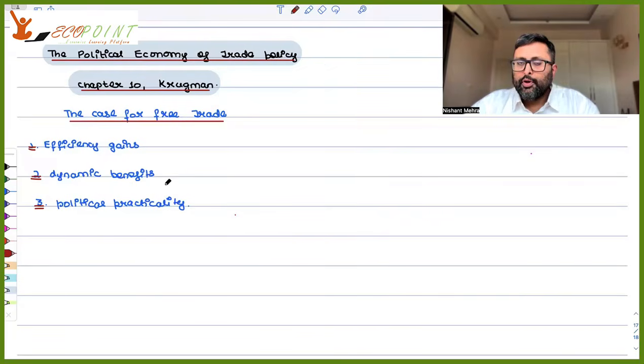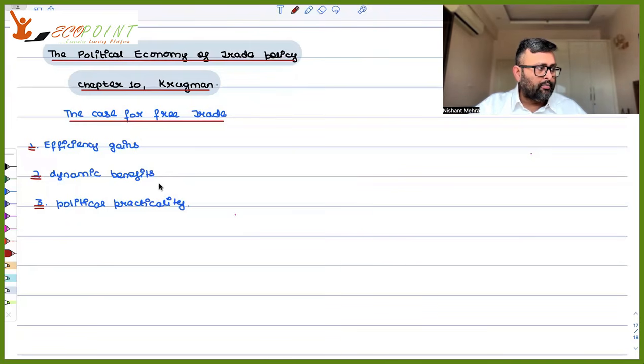The political economy of trade policy. This is, I think, chapter 10, and in some editions, maybe chapter 11 of Krugman. So we are talking about free trade, whether government should support free trade or government should intervene. So today we're going to talk about what is the case for free trade. What are the reasons that government should support free trade, right? So what is the case?